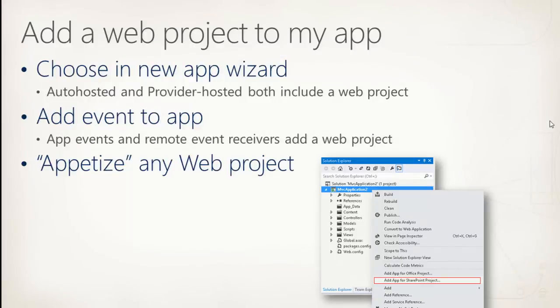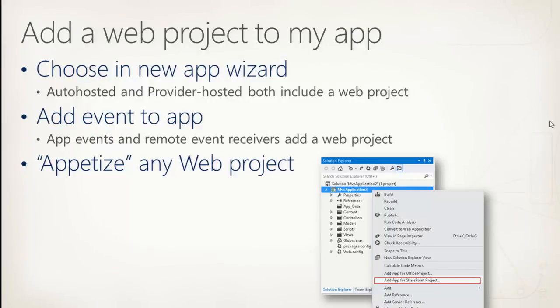They're like lifecycle events when your app is installed or upgraded or uninstalled. You can write server code for that. So if you want to take advantage of one of those types of events, when you do that in our tools, we'll actually add a web application for you so that you can write that server code there.